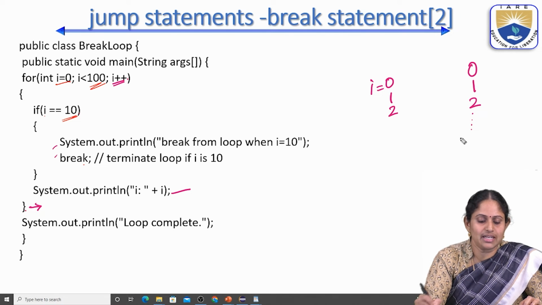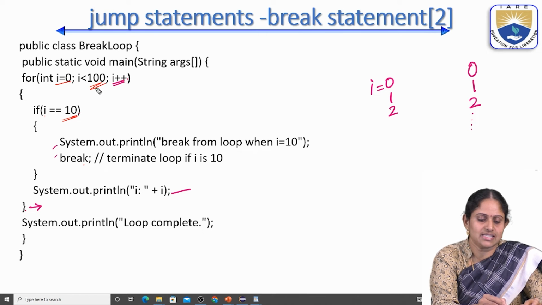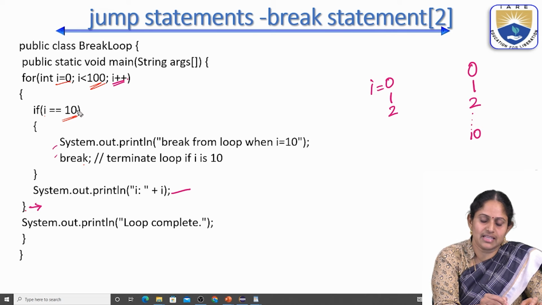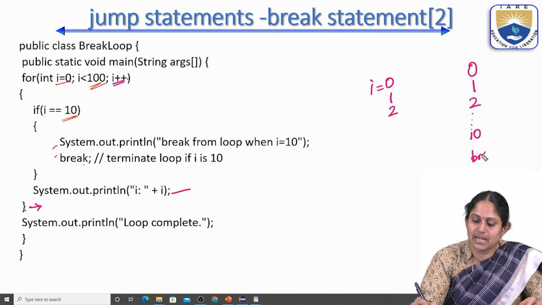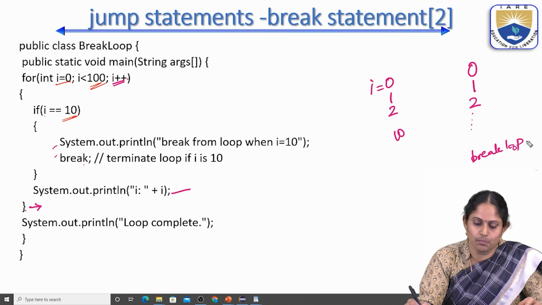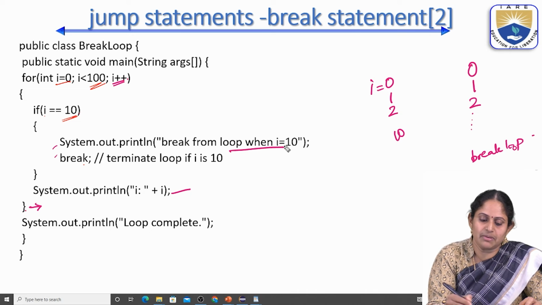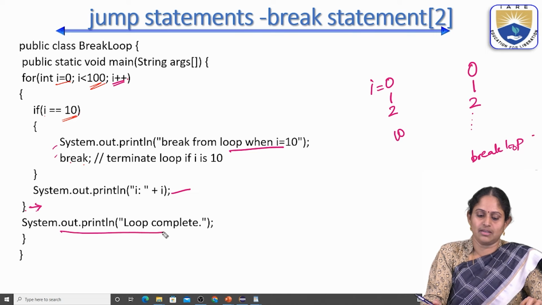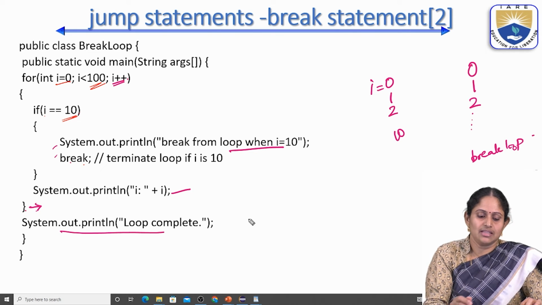Likewise, it will continue until I is 10. When I reaches 10, I is equal to 10. Yes, I is equal to 10, so that condition is true. It will come inside and print break from loop. When I is equal to 10, this statement will be printed and it will come out of the loop. And then it will print the statement loop complete. So this is the usage of the break statement.